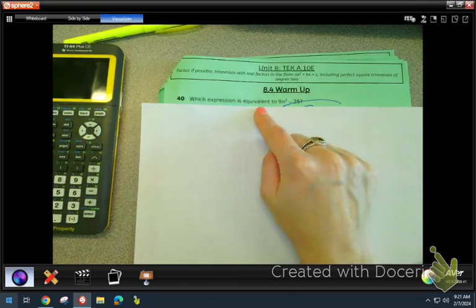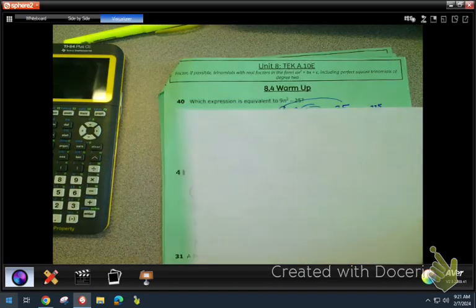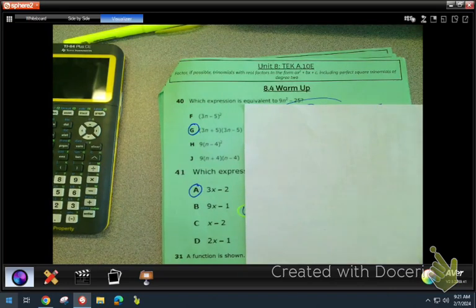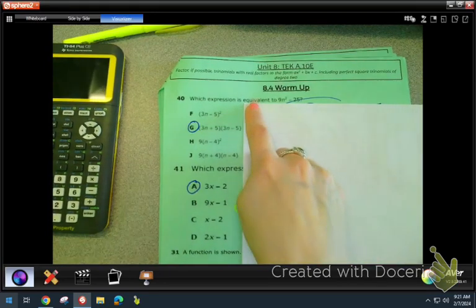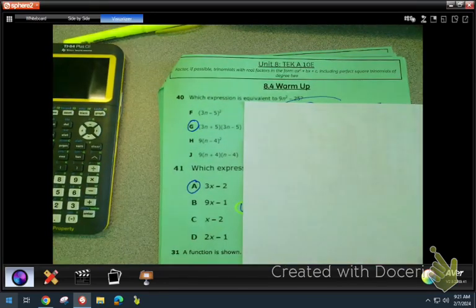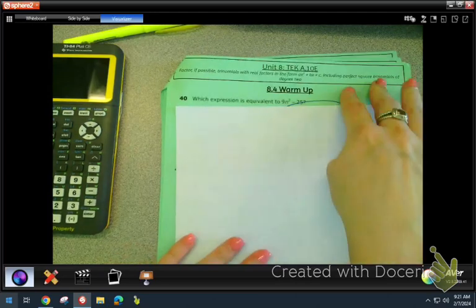The first one says, which expression is equivalent to 9n squared minus 25? And if you look at your answer choices, you can see that they're all in that factored form, okay? So this is telling me, even though it doesn't say factor, when it says what's equivalent, you're probably doing either factoring, or you could be multiplying. That's kind of a broad type of question.